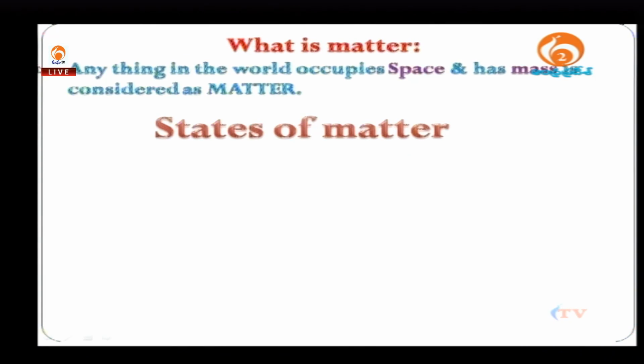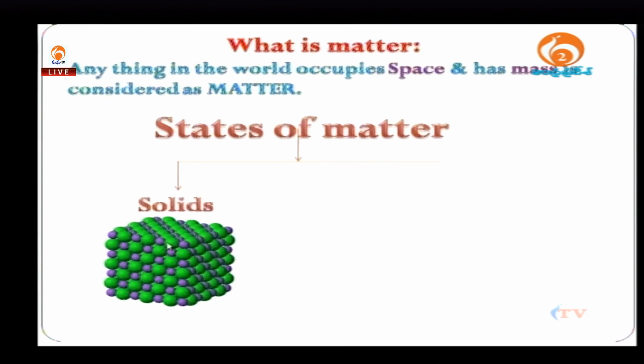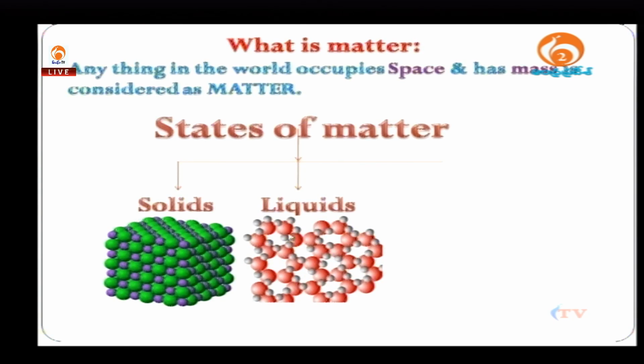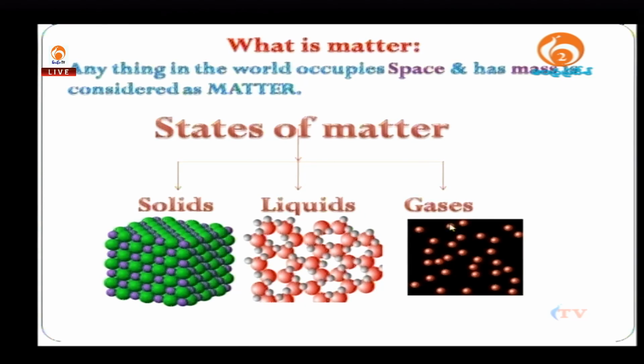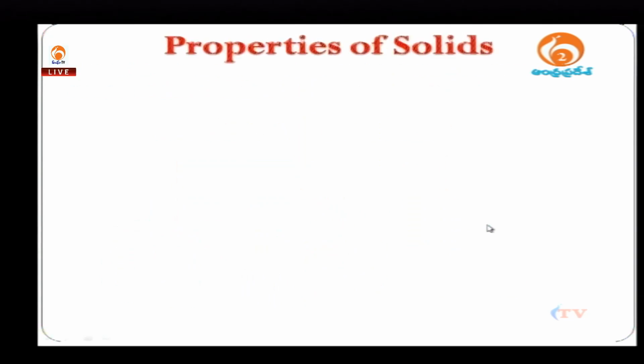Now see here, anything in this world that occupies space and has mass is considered matter. In matter there are three states. First one is solid, where particles are tightly packed, with little space between one particle and another. Next one is liquid, where particles are farther apart from one another, and third one is gases, where particles are far apart from each other.